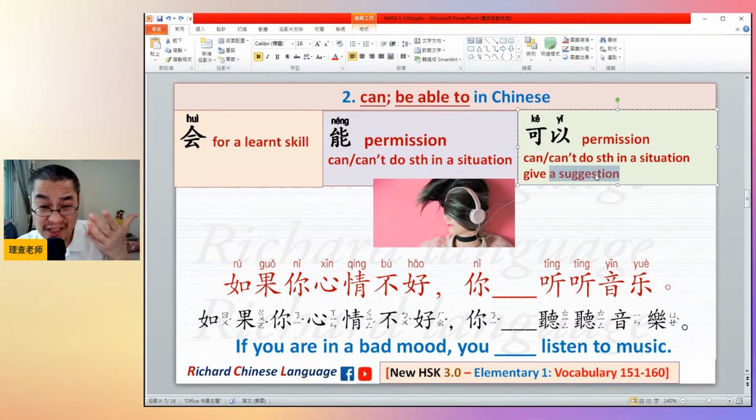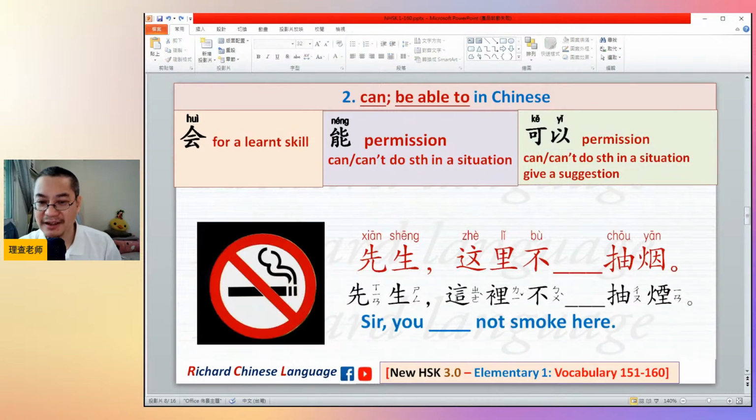When you are giving someone a suggestion, please don't use 能. We can only use 可以。可以 is for giving a suggestion. You're giving someone a suggestion. Listening to music is a good way to feel happy. Okay. 可以。Yeah, the answer is 可以。Okay, one more quiz for you.